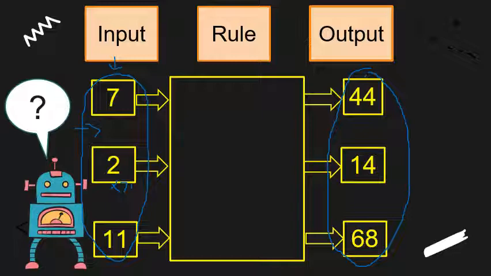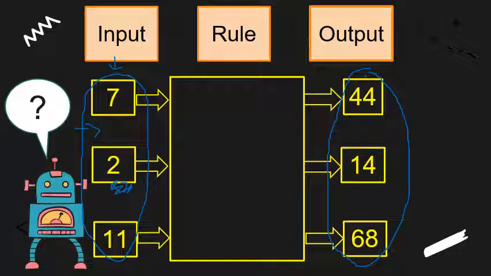11 times 7 is not going to give me 68, so that times 7 rule is not going to work. Same here for 7. 7 times 7 is 49, so that's not going to work. But I'm going to see if I can find something that's kind of close, because this might be a two-step problem. So it's not going to simply be multiplied by a number. It's going to probably be a two-step problem.